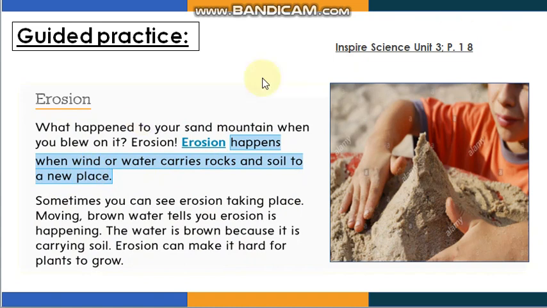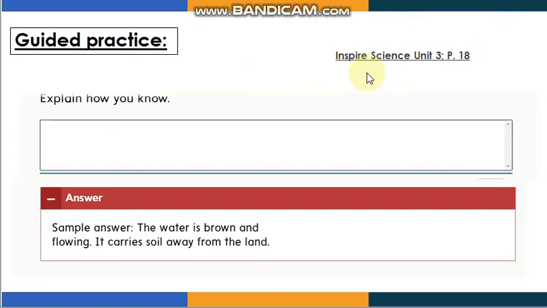So everyone, have you ever seen brown water before? Brown water tells you erosion is happening. The water is brown because it's carrying soil. Okay? So everyone, remember, the water can carry soil or rocks from place to place, and also the wind can do the same. Okay, turn the page and go to page 18, everyone. As I said to you so far, the water is brown and flowing. It carries soil away from the land.